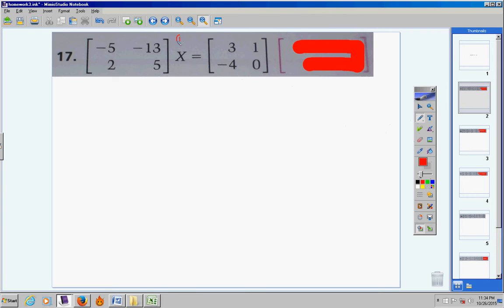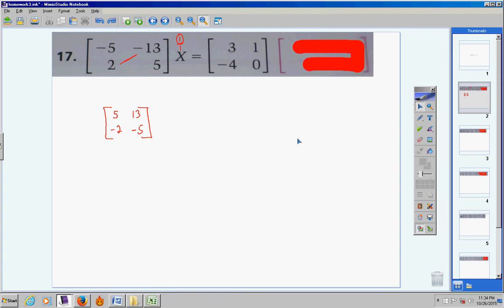Determinant is 1. Next, you change the signs of these two numbers, and you swap these two numbers. The positive 5 comes up here, and the negative 5 comes down here. Next, you take your determinant and you flip it. So it's 1 over 1. Flip it, you get 1. So you put the 1 here, then multiply it through. Well, obviously, if you multiply a 1 through, nothing's going to change. So this is your inverse matrix.